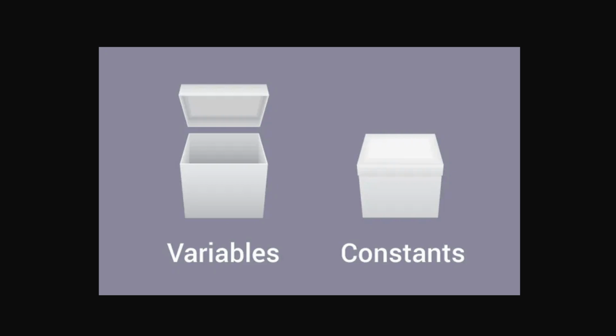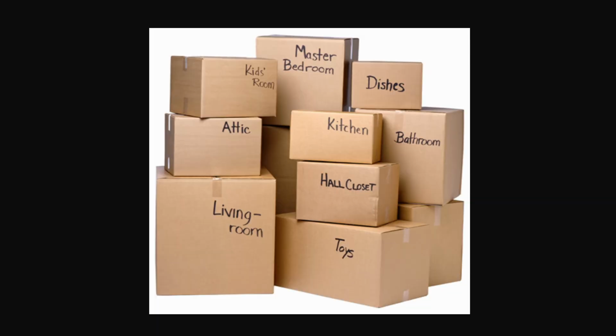If you cannot modify it, then it is called a constant. Also, boxes will have names because you want to know what is inside them. We have this dishes box here on the right, but we don't really know how many dishes there are inside, but we know that it contains dishes. So that is the dishes variable.